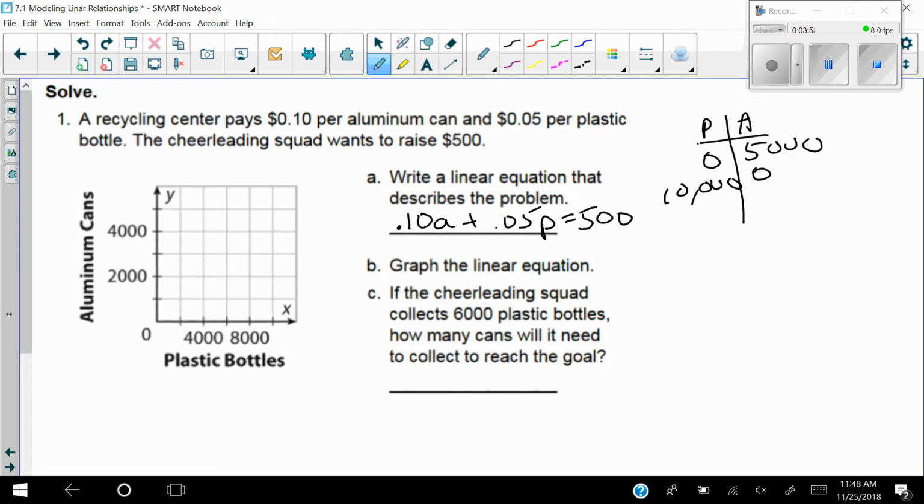All right, now all I gotta do is just graph it. For my X is 0, I got 5,000 aluminum cans. So that's about in here. And when I have 10,000 for my plastic, I got 0 for my aluminum cans. That's gonna be right about here. 20, 40, 60, 80, 10 in here. And then I just draw a line here, and that's my graph.